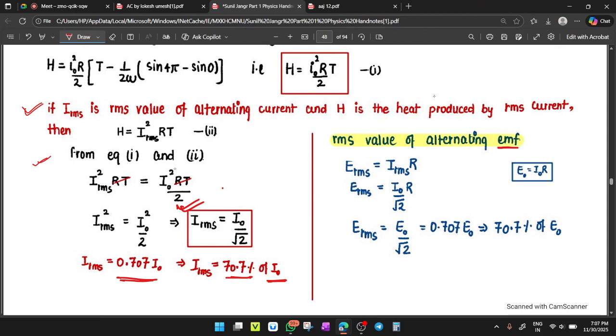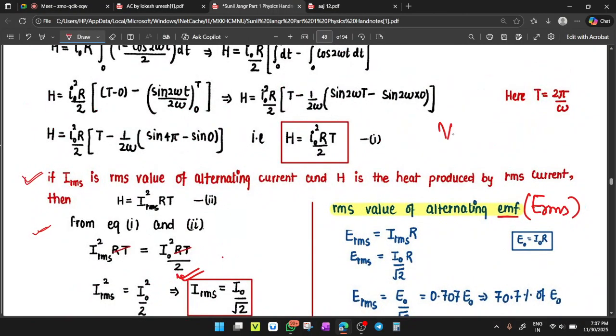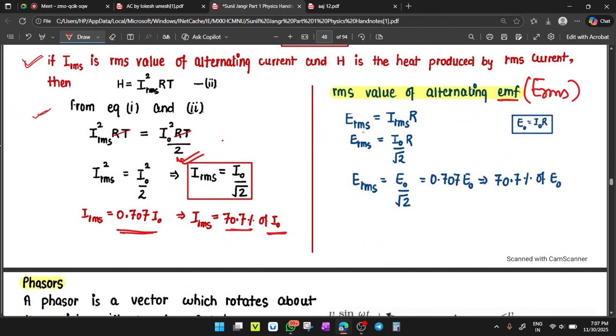If you apply it in place of current, you want to find the RMS value of alternating EMF, that means E_RMS. Then, you know by Ohm's law, V equals I into R. In a plain resistive circuit, V equals I into R. So here E_RMS equals I_RMS into R.